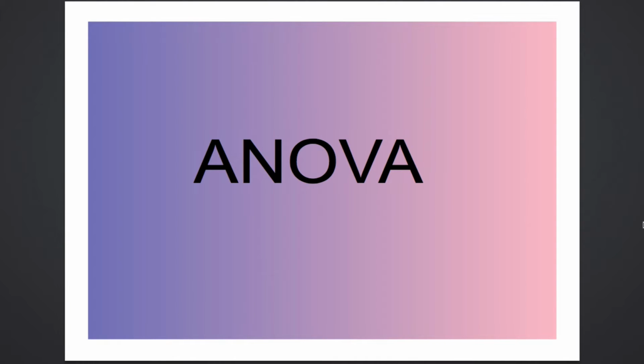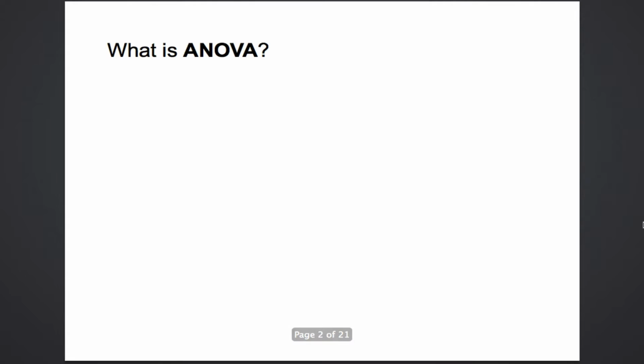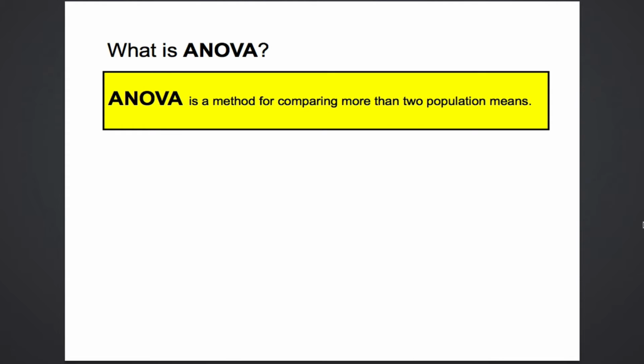Hello. In this presentation, we're going to talk about ANOVA. First, what is ANOVA? ANOVA is the name of a method for comparing more than two population means.